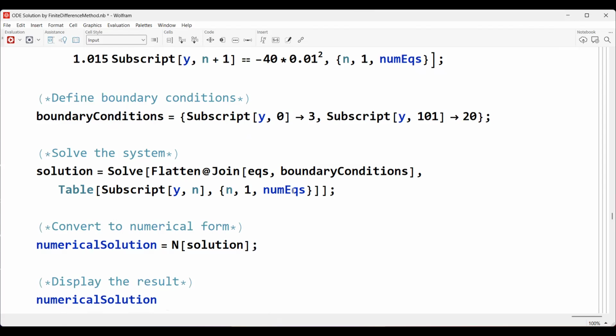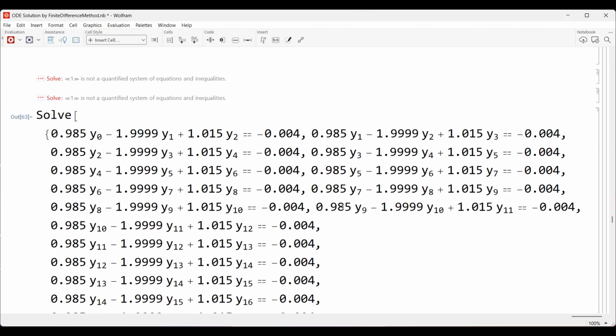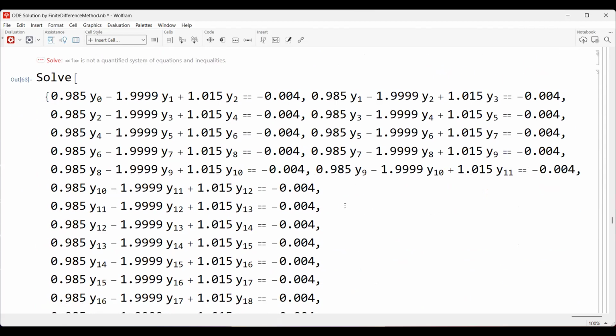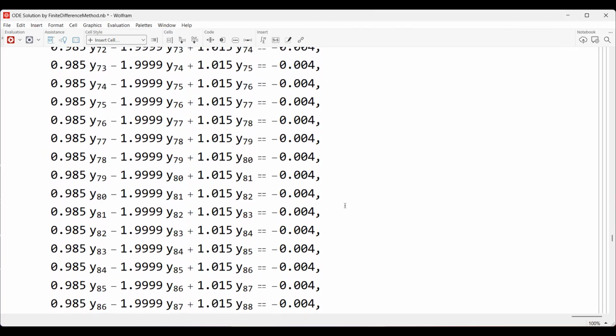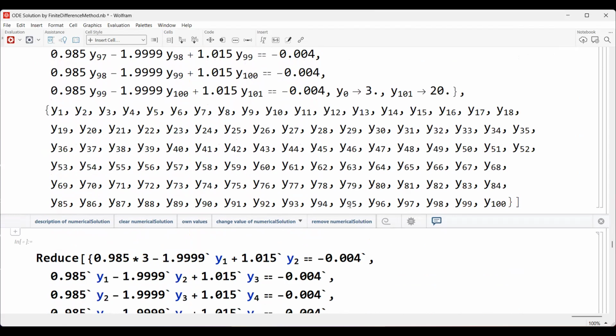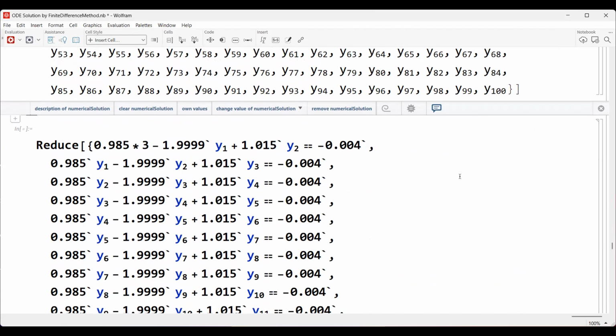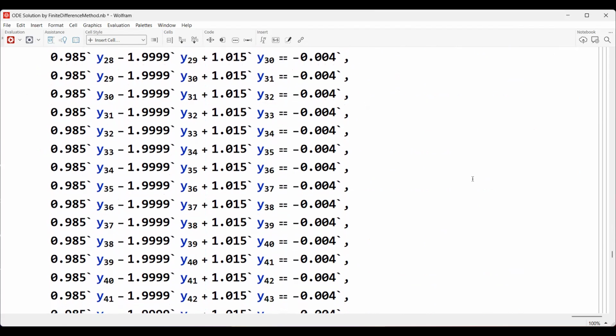So solve the system of equations from 1 to 101, or rather we have only 100 equations, so 1 to 100. The y sub 0 is equal to 3, and y sub 101 is equal to 20. This is now the system of our equations. We have the variables to be solved, y sub 1 up to y sub 100. Y sub 0 is already equal to 3, and y sub 101 is equal to 20. So we have to reduce this to find the equations.